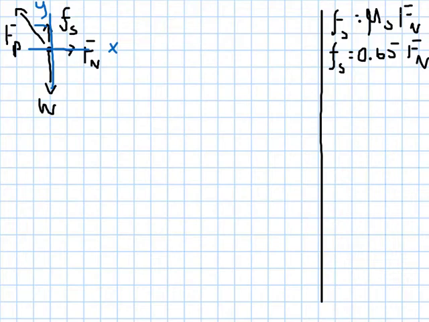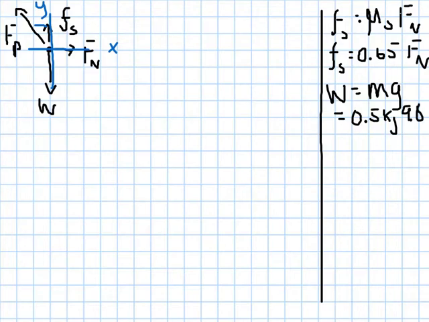At this point, I'm not sure exactly what the normal force is. This is kind of an unusual situation where normal force points in a horizontal direction, but I do know something about weight. Weight is going to be equal to the mass times the gravitational acceleration, and so that means equal to 0.5 kilograms times 9.8 meters per second squared. And so the weight in this problem turns out to be 4.9 newtons.